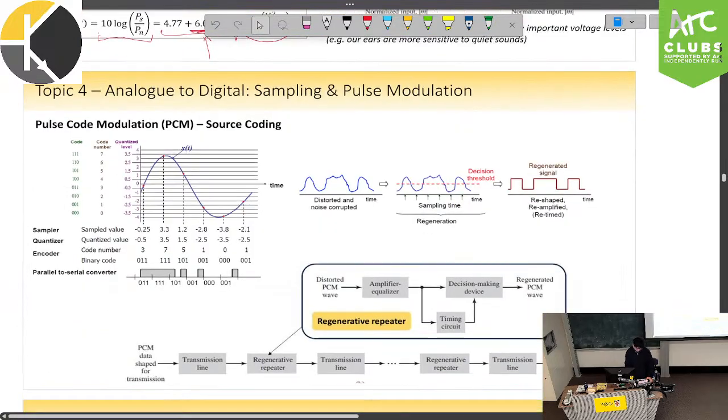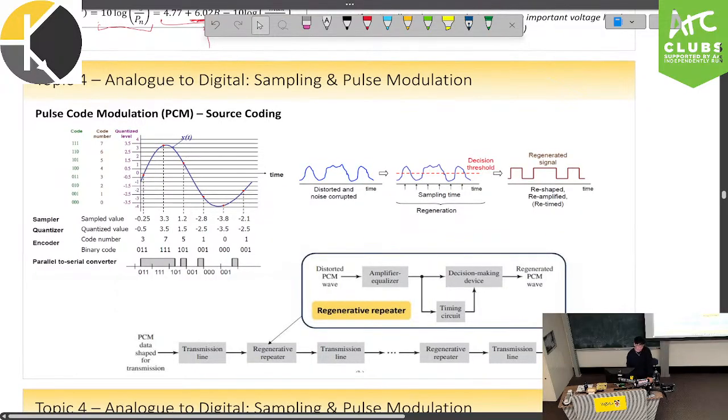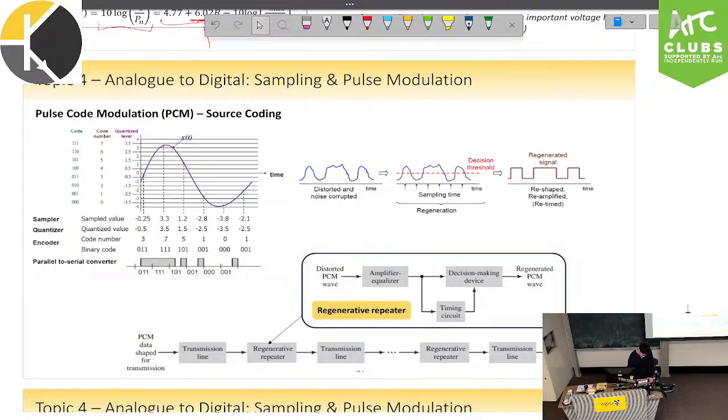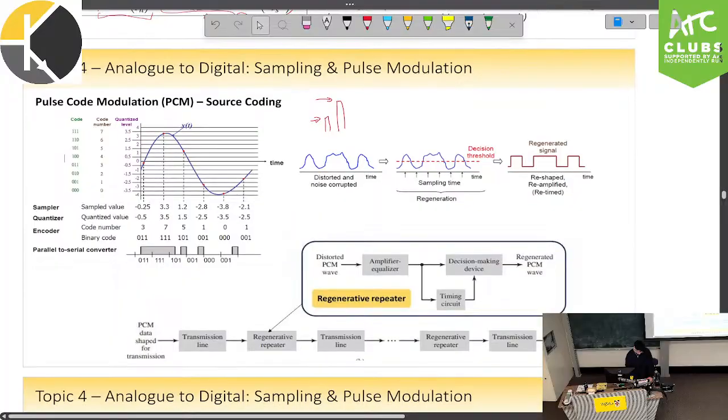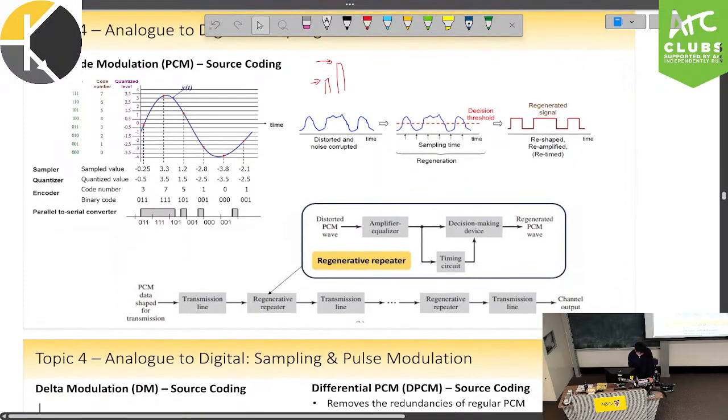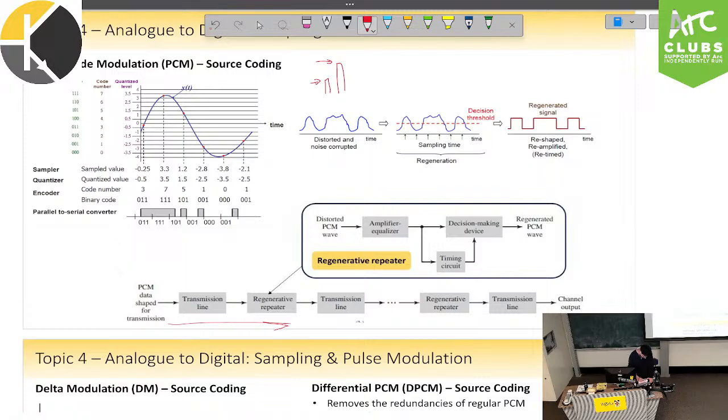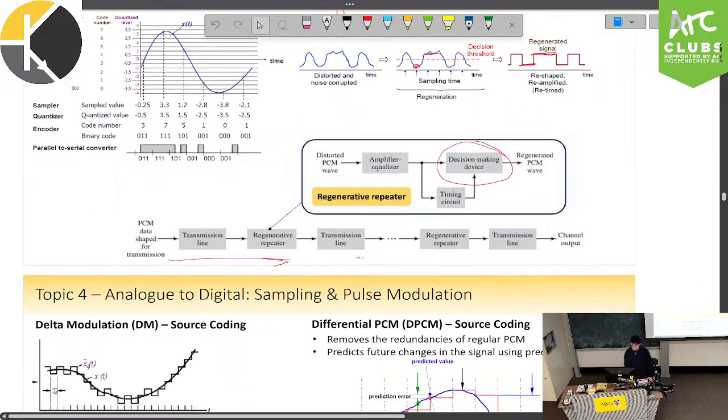Alright, pulse code modulation. Pulse code modulation is probably the most important modulation in this topic. What it does is, after taking a pulse amplitude modulated signal, it will convert these amplitude levels into some sort of code denoted by 1s and 0s. After we've taken this pulse code modulated signal, we will then transmit the signal, as explained, using regenerative repeaters. The most important part here is the decision-making device. If the output is less than the threshold, then it will drag that down to a 0. If it is above, then it will drag that up to a 1. Cool.